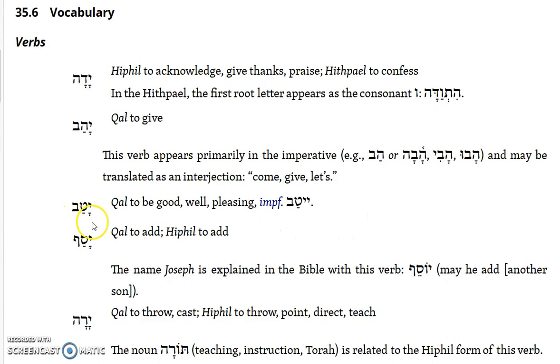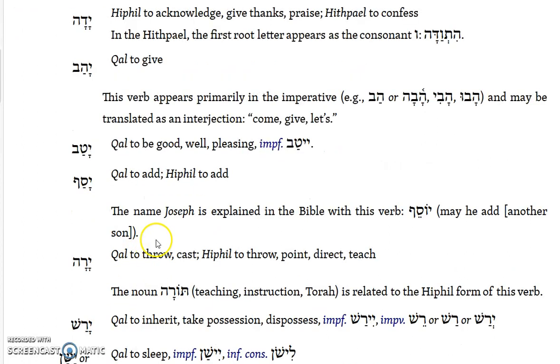And then yatav means to be good or well or pleasing. Again, the imperfect form would be yitav. Yasaf in the qal means to add, and also is used in the hiphil, meaning to add, to cause to add. The name Joseph, Yosef, is a form built off of that verbal root. May he add another son.